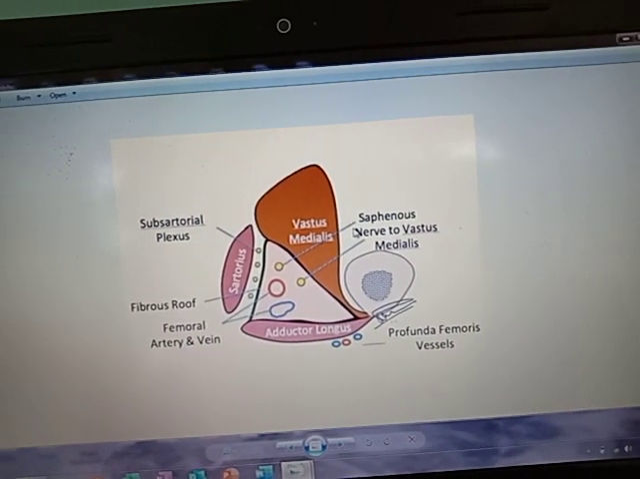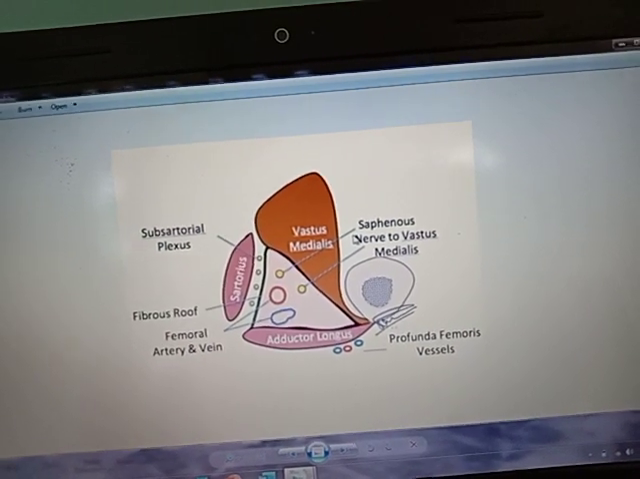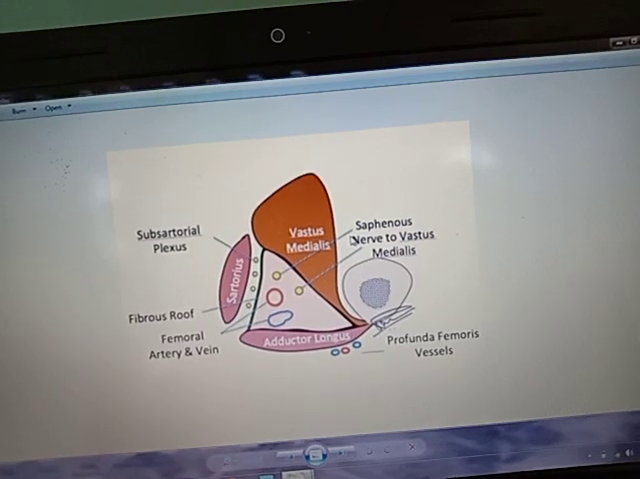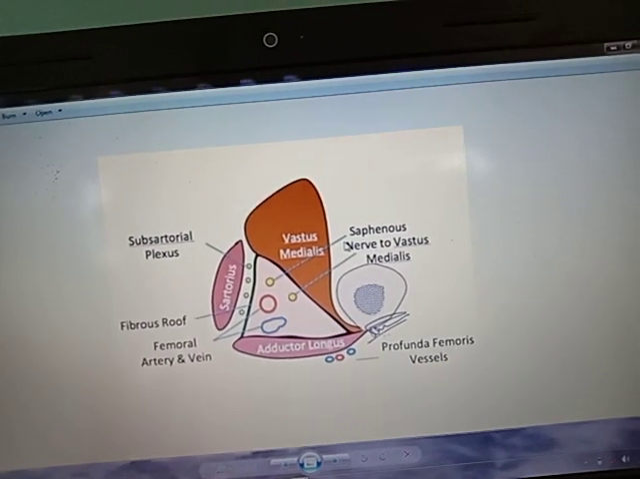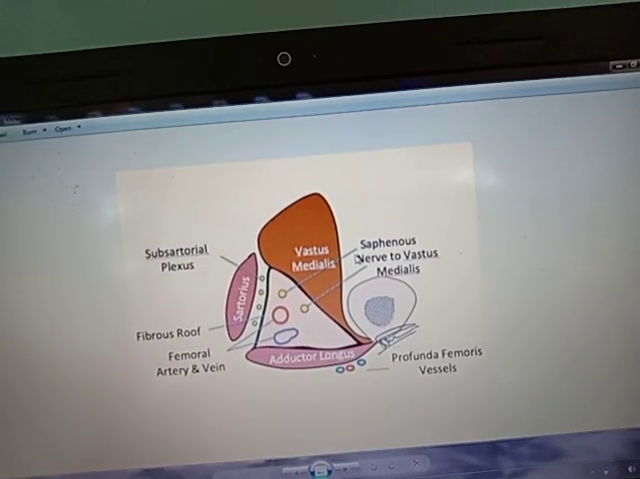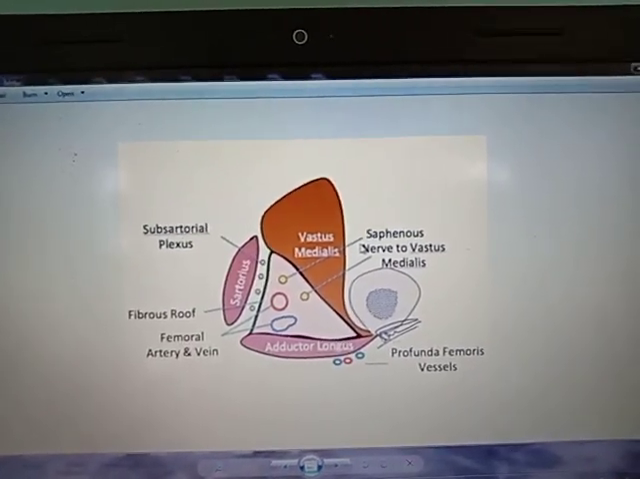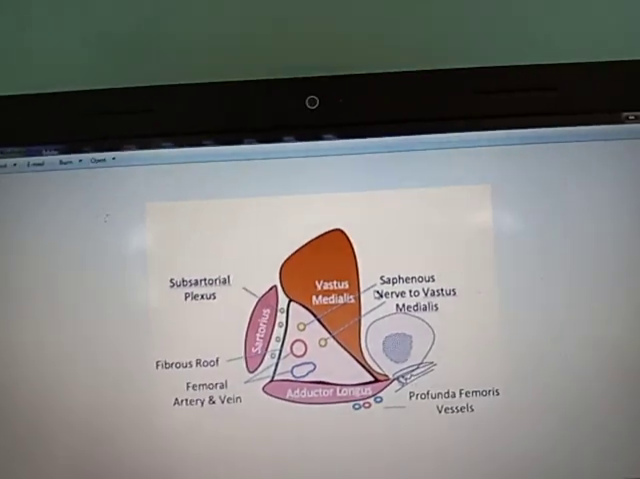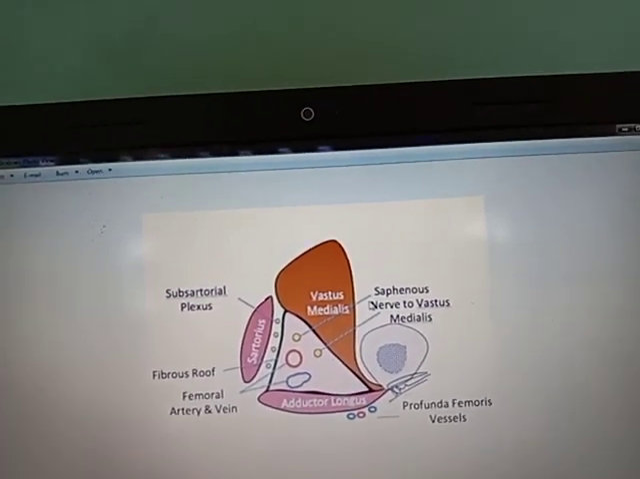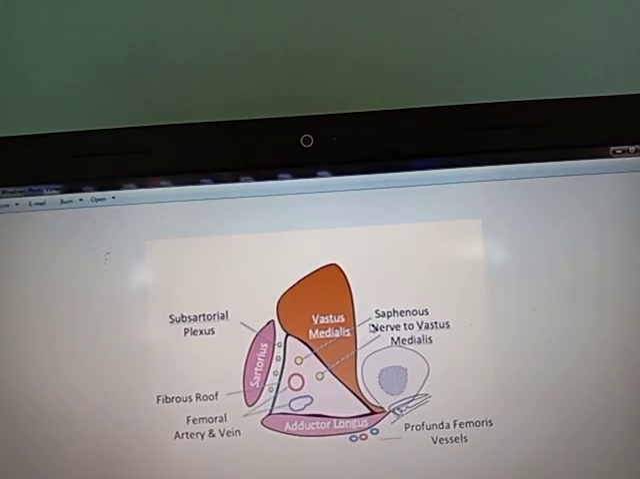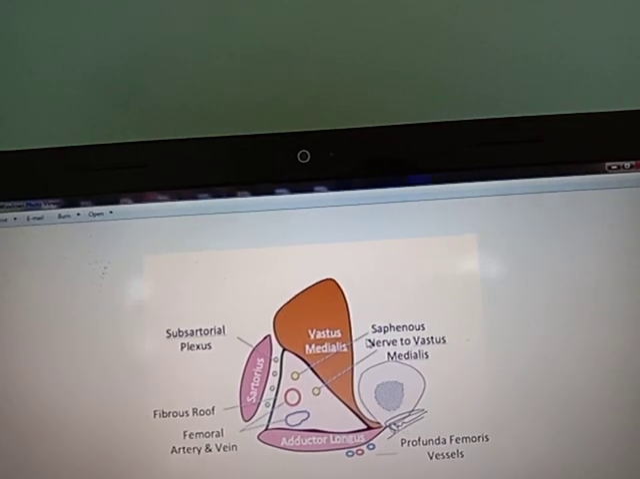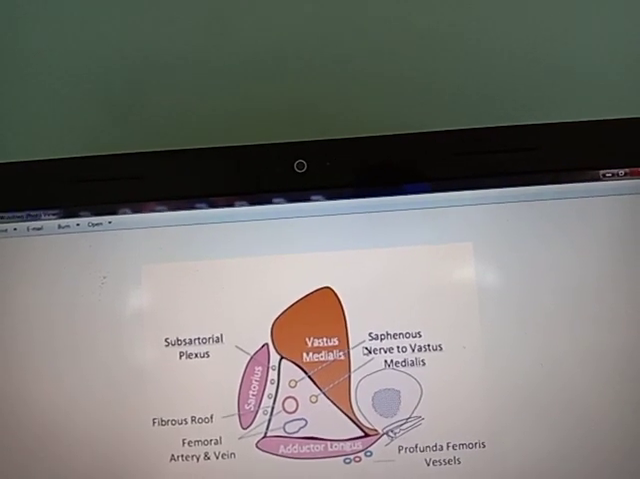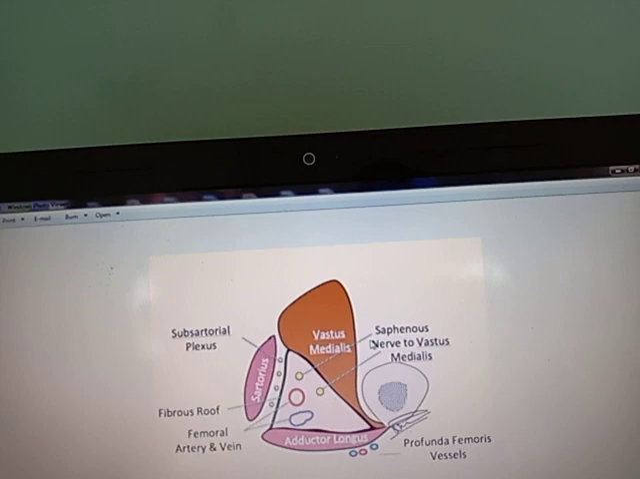Then come to the site of this adductor canal. It lies in the medial third of the front of the thigh, deep to the sartorius, and it extends from the apex of the femoral triangle to the adductor hiatus. Then come to the clinical significance of this adductor canal.